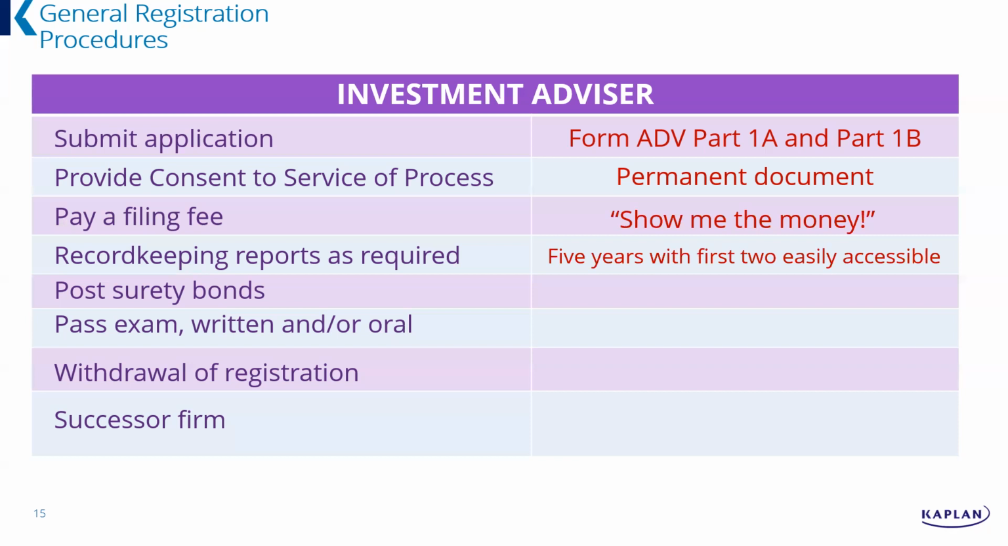Now, on the state level, remember, there may be a net worth requirement of 10,000 or 35,000, depending on whether you have custody or not. And you can either show a balance sheet with that net worth, or you can post a surety bond for that. So you're exempt if you have a sufficient net worth, and you can post the surety bond instead of that net worth requirement.